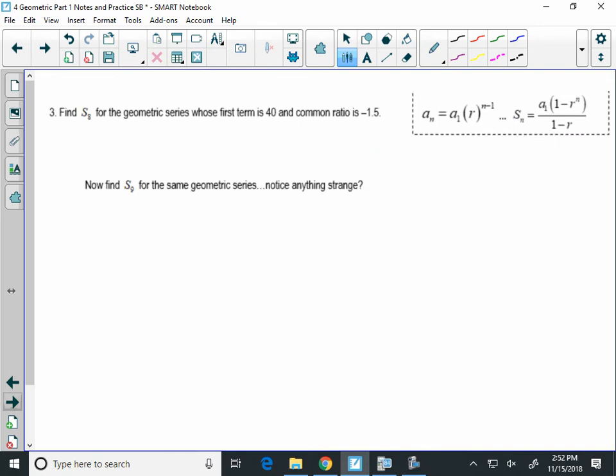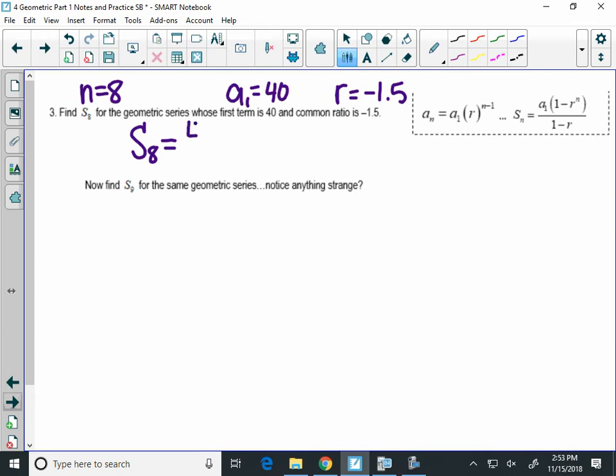Let's look at number 3. It says, find S sub 8 for a geometric series whose first term, that's a sub 1, is 40. The common ratio is negative 1.5. And over here, if I'm finding S sub 8, that means N is 8. So I want to find the sum. So I really have all the information I need. I just need to be careful when I type this in and write it down this time.